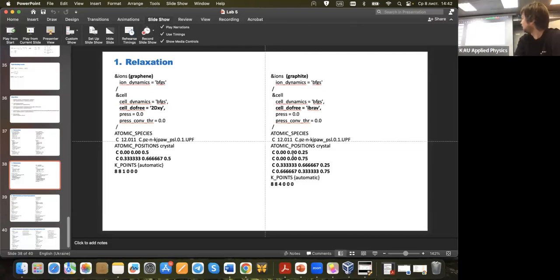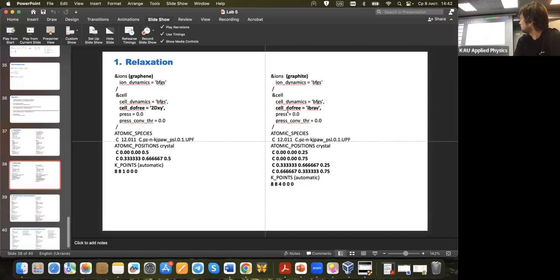I just took 2 coordinates, not 4 coordinates. This, for example, will be the A atom. This will be the B atom, like it was in our previous calculations for the tight binding model. A atom, B atom. So we have to have only 2 atoms. I removed all other things and I made this 0.5. It means it's in the center.